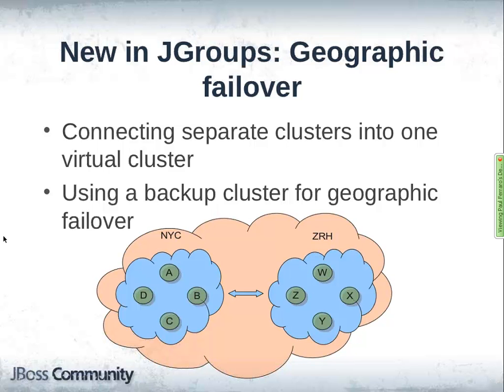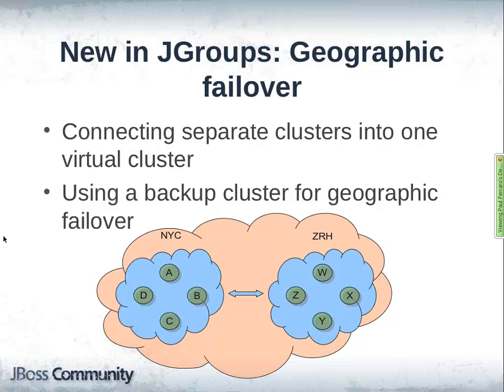What now happens is that this new feature in JGroups connects the two local clusters, or local sites, into one large virtual cluster. So applications running on top of JGroups, such as Infinispan or AS clustering, basically think that the cluster consists of A, B, C, D, W, X, Y, and Z. They think it's a large virtual cluster, but the most important thing here is that New York City and Zurich are completely autonomous. Zurich doesn't depend upon New York City, and New York City doesn't depend on Zurich.